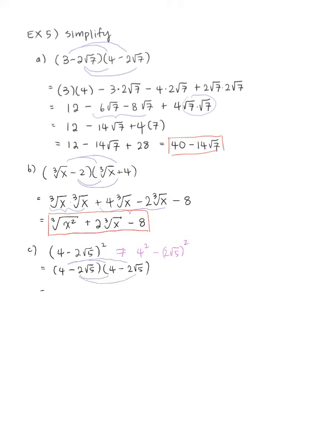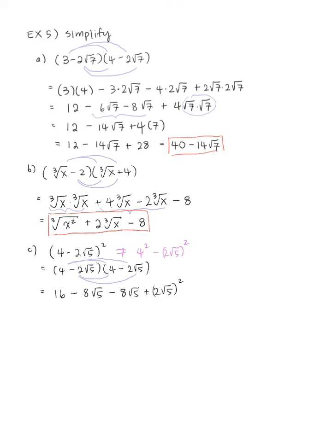All right, so here you're going to have 4 times 4, which is 16. And then we're going to have minus 4 times 2 root 5, so it looks like 8 root 5. Inner term is going to be minus 4 times 2, which will be 8 square root of 5. And the last term is going to be plus, because you have a negative times a negative, and it looks like here you're going to have 2 root 5 whole thing squared, because we're going to have 2 root 5 times the 2 root 5.